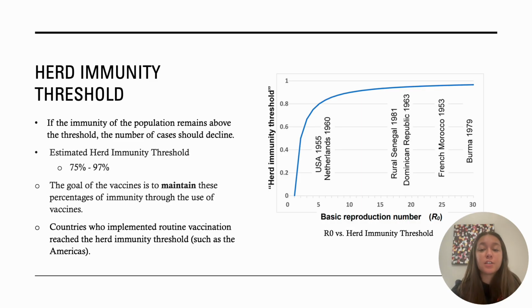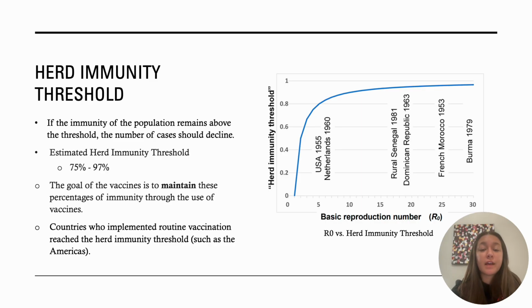This graph from the National Library of Medicine shows that the United States was able to reach 80% immunity in 1955. The graph also shows us that Burma had a herd immunity threshold of about 97% and did not reach that threshold until 1979. By the time Burma met the herd immunity threshold, polio was eradicated in the United States.